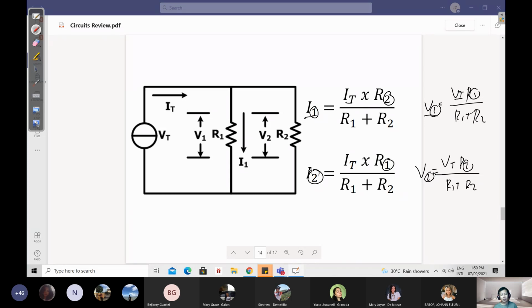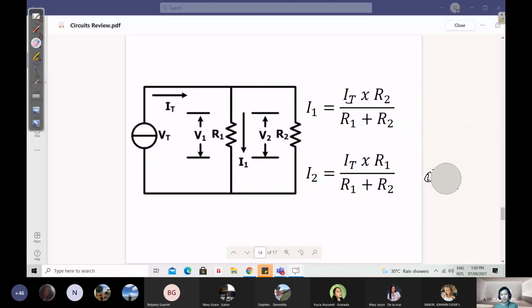Or there are problems that can only be solved using CDT directly. But majority of the time, this is just a shortcut. So it's not really necessary for you to memorize it by heart. Okay? So not really necessary. So you have there your theorem for parallel, which is the current division theorem. Okay? Now, we have series, we have parallel.